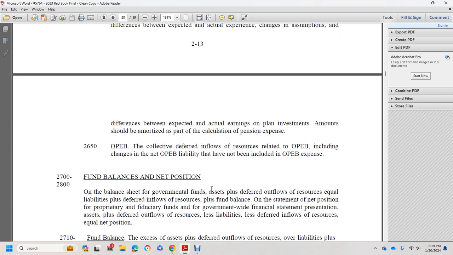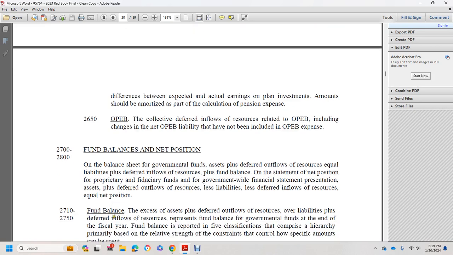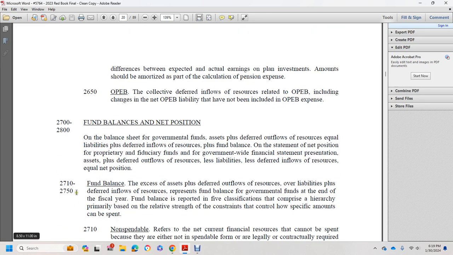Alright, chapter 2700 to 2800, fund balance and net position. On the balance sheet for the governmental funds, assets plus deferred outflows of resources equal liabilities plus deferred inflows of resources plus fund balance. On the statement of net position, for proprietary and fiduciary funds and for the government-wide financial statements, the presentation is assets plus deferred outflows of resources less liabilities less deferred inflows of resources equals net position. 2710 through 2750.